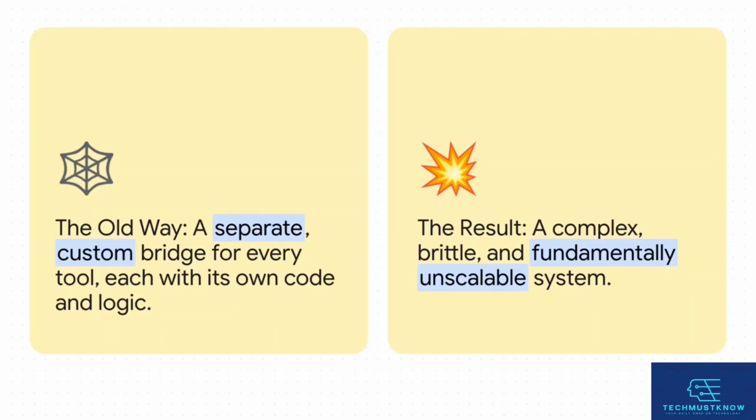So this really paints the picture, doesn't it? On one side, you've got the old way. It's this chaotic web where you're forced to build a separate custom little bridge for every single tool. And the result? Well, you see it on the other side. A system that's crazy complex, super fragile, it breaks all the time, and you just can't scale it. No way. You can't build a future of AI on something that's basically held together with duct tape.